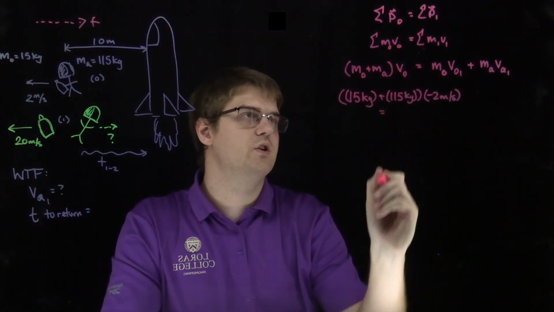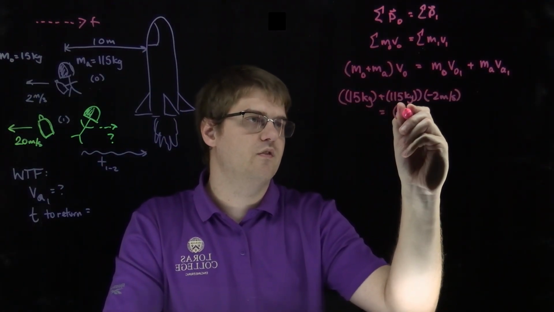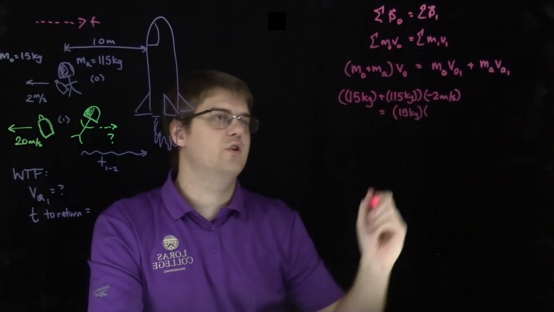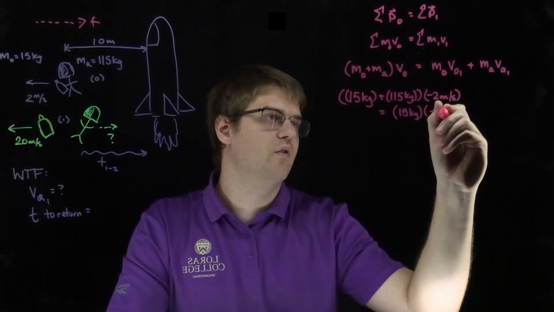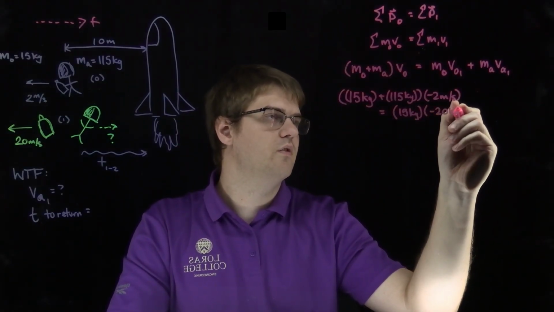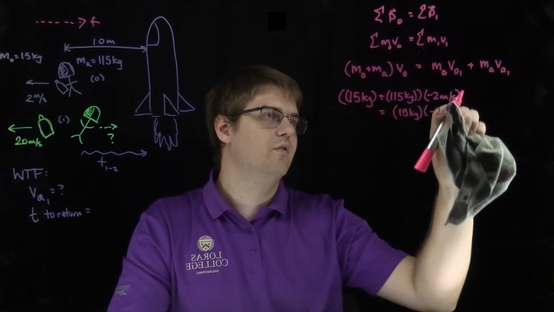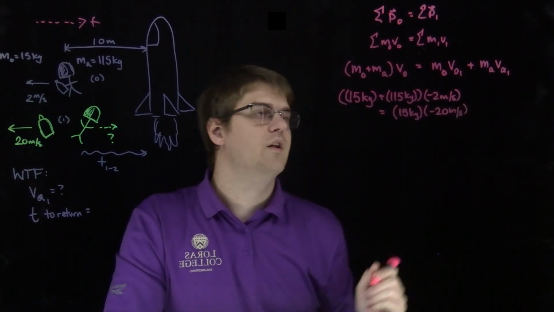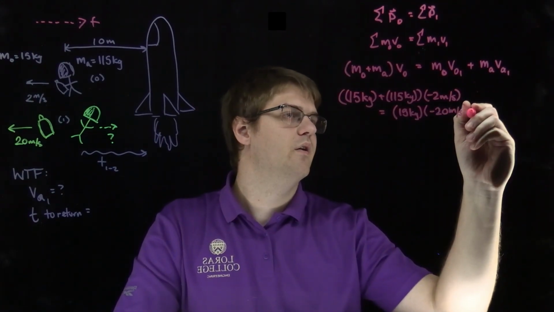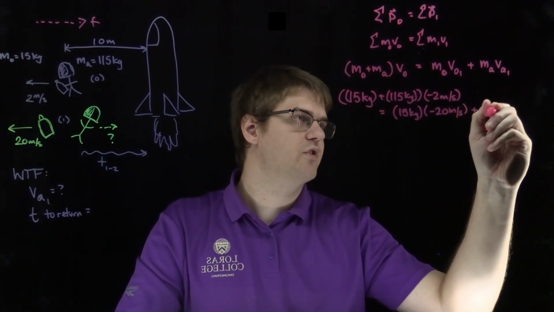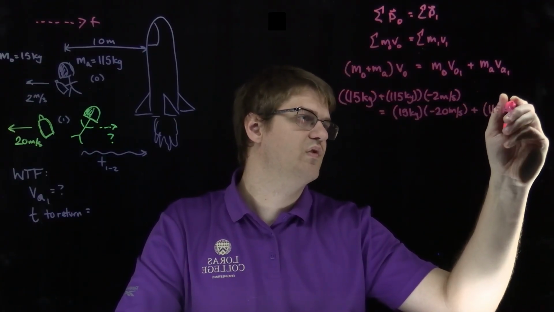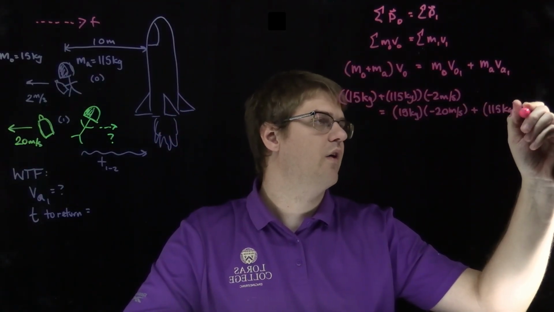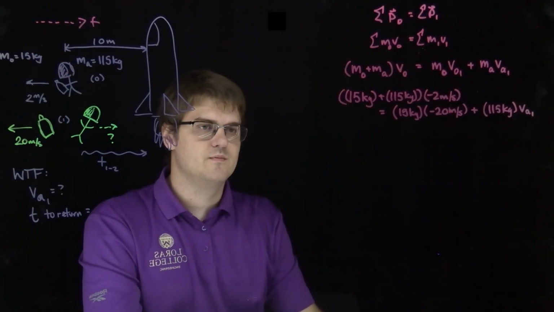My right side of the equation, my mass of my oxygen tank is 15 kilograms. My velocity of my oxygen tank is negative 20 meters per second. My mass of my astronaut is 115 kilograms. My velocity of the astronaut is what I am solving for.